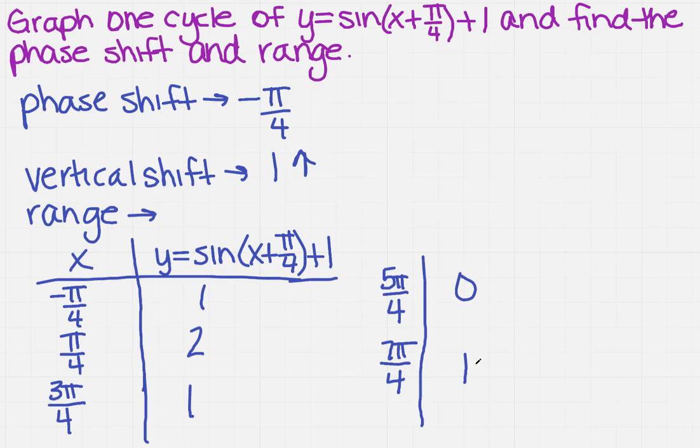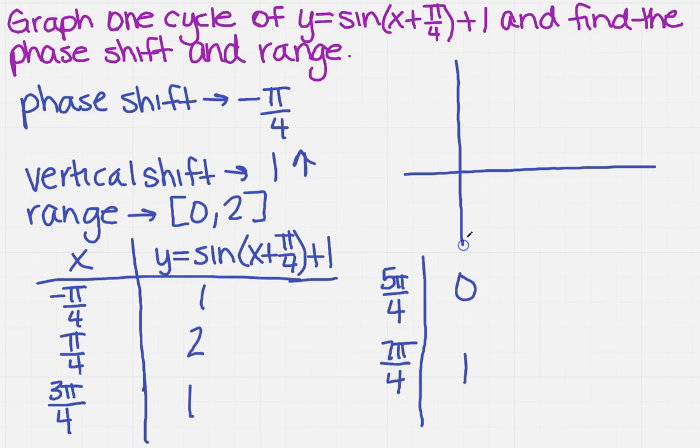So what that tells me is, well, I know what my range is now, right? The lowest point that I found was 0, and the highest point was 2. So now we've got our range. So the only thing left to do is we have to actually graph this puppy. So how are we going to do that?